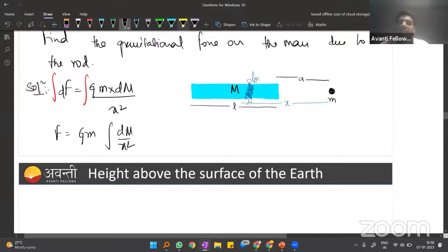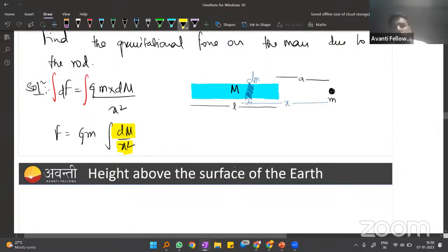Now, can we integrate this? No, we can't integrate this because dm, what is dm? Mass. We have to integrate with respect to mass, and our variable is x square. Those two are two different quantities, two different variables. We can't integrate that, right?